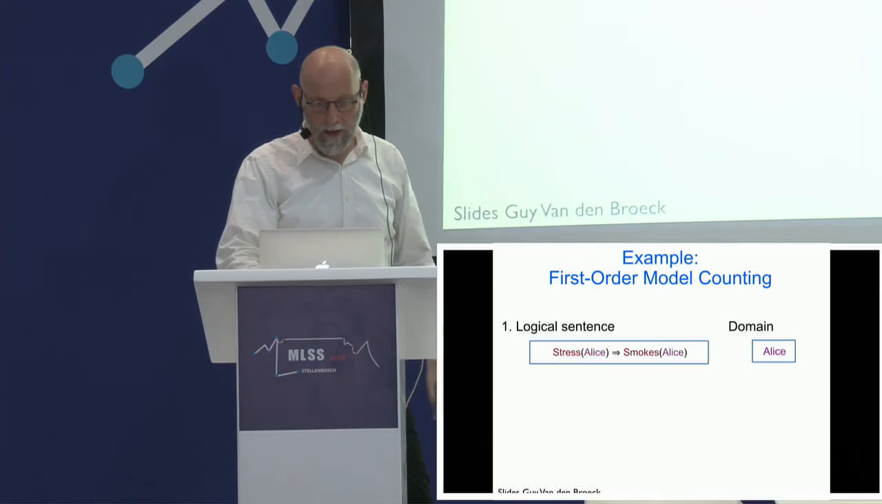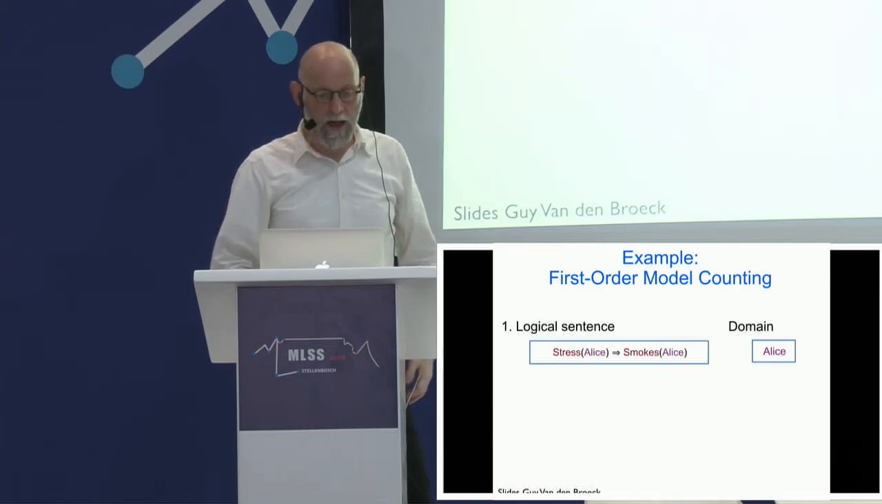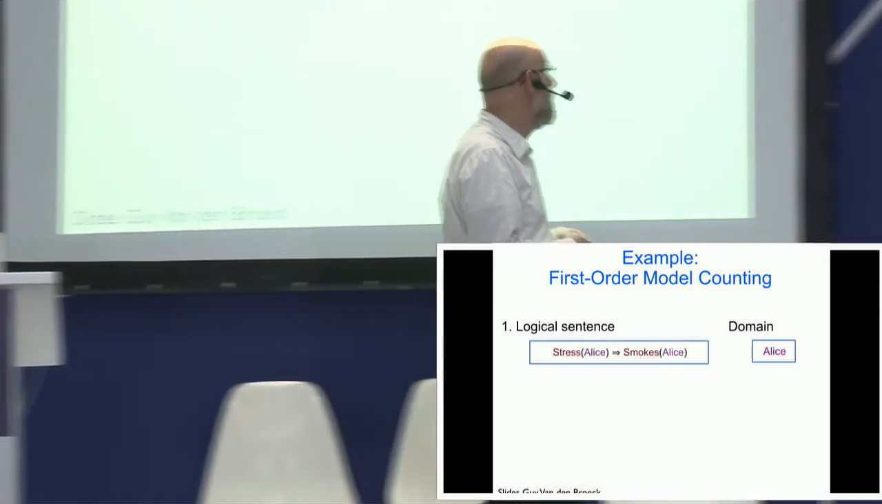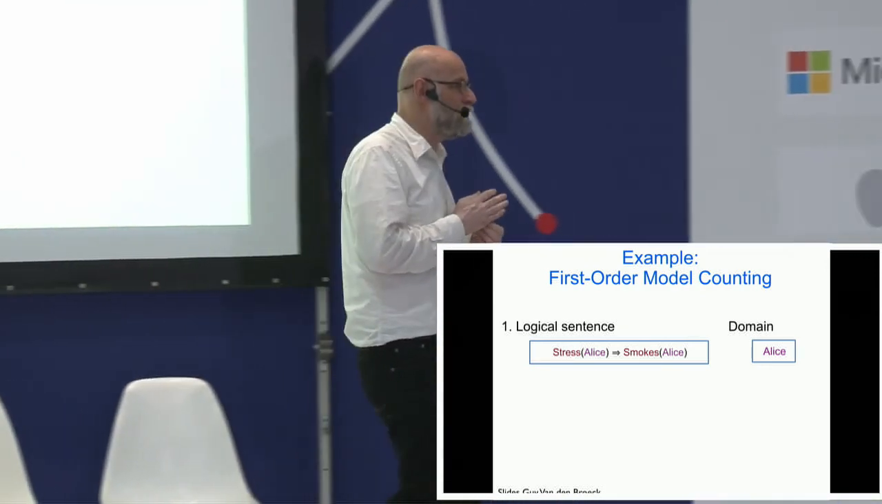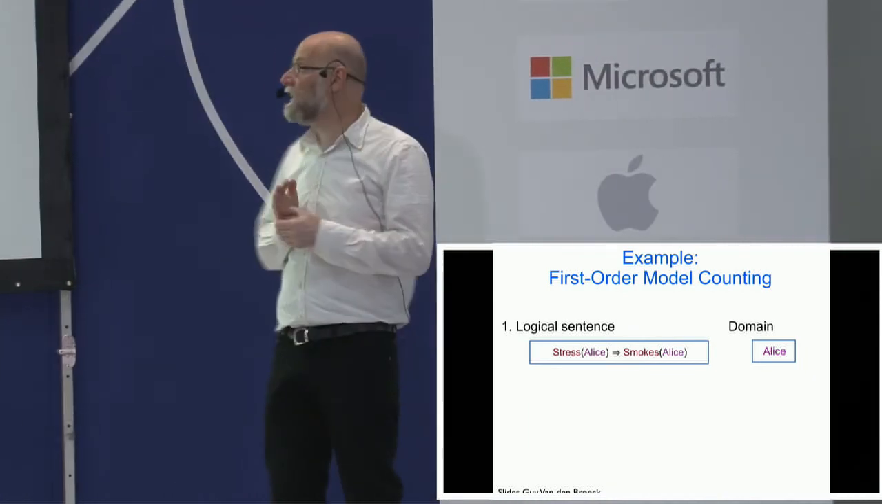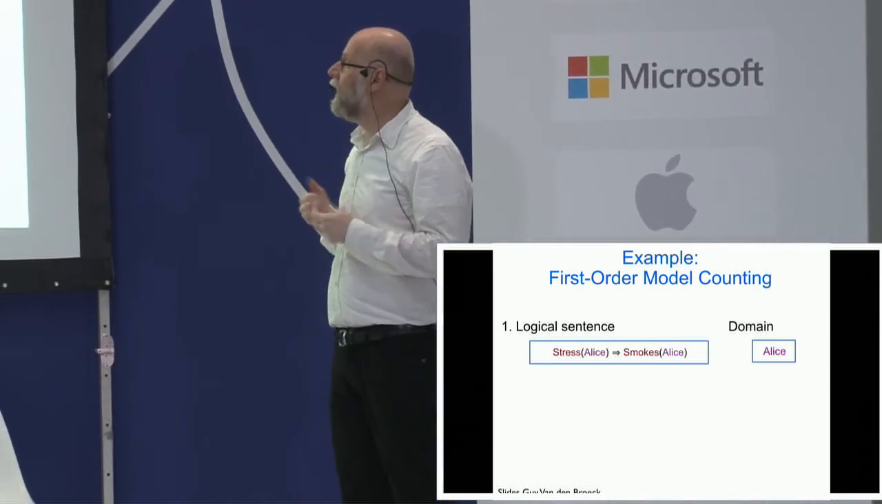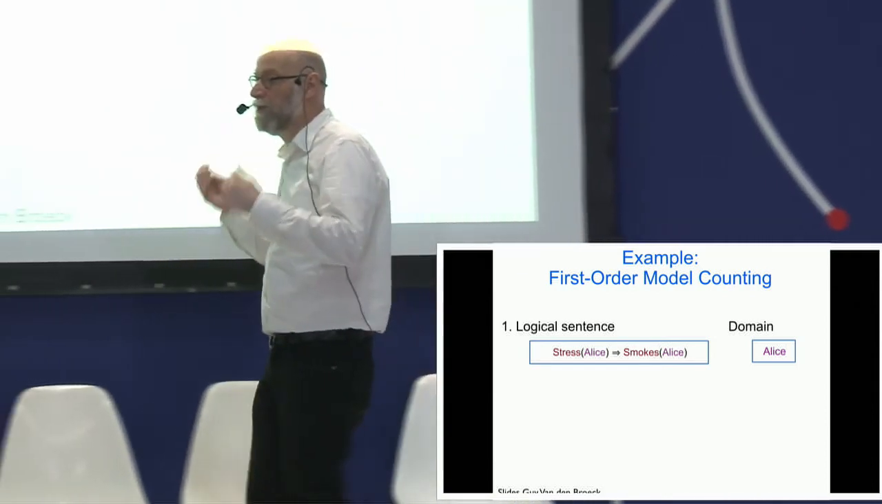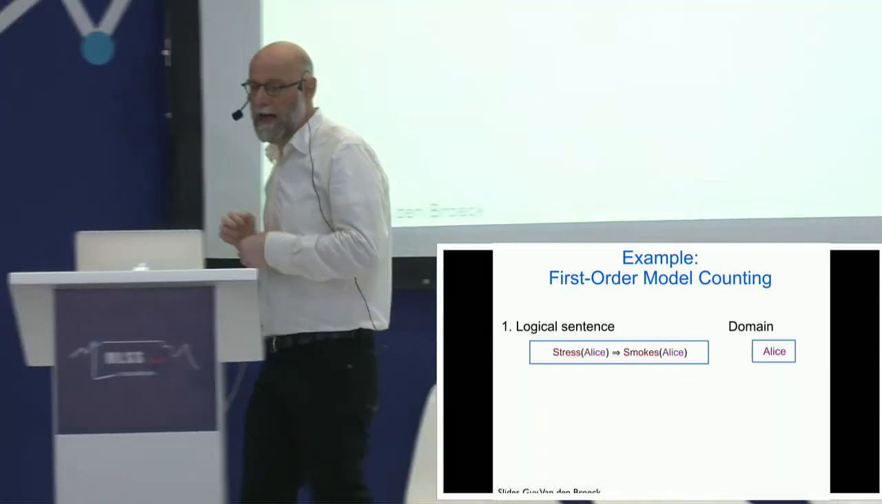We can then, of course, discuss it. If we look at statements like that, this is the kind of propositional statement. We just have 1 element in our domain. It's Alice, and there is 1 rule. Question is, how many models are satisfied? How many possible worlds do we have in here?